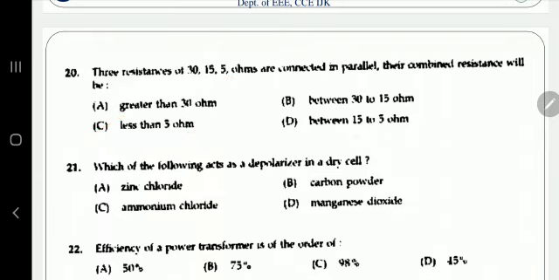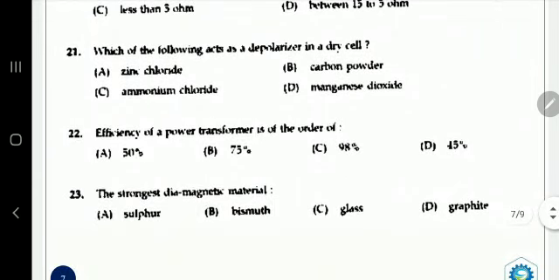Okay, let's move on to the next question, question number 21. Which of the following acts as a depolarizer in a dry cell? A dry cell is very common to us, which we normally use as a 1.5 volt source. So what is the answer for depolarizer? The answer for question number 21 is option D, manganese dioxide.